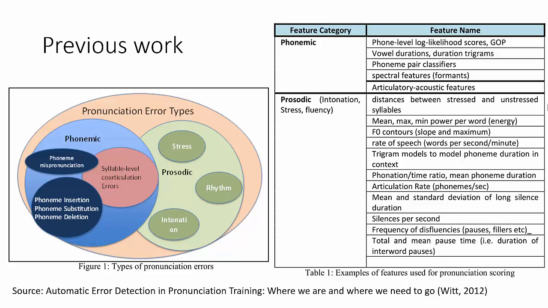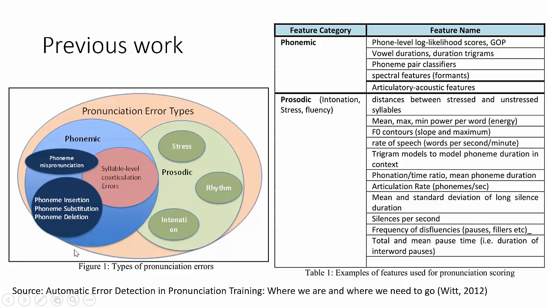And there's also going to be prosodic features. So the stress of a word, like English has stress. Some syllables are stressed and some syllables are unstressed. If you say it with the wrong stress, that will be incorrect. And then rhythm and intonation.